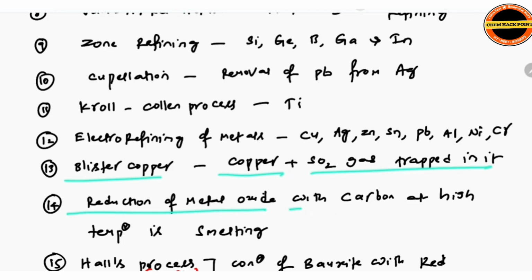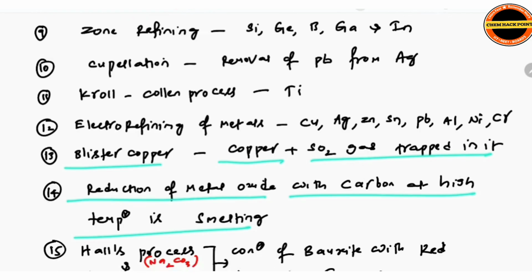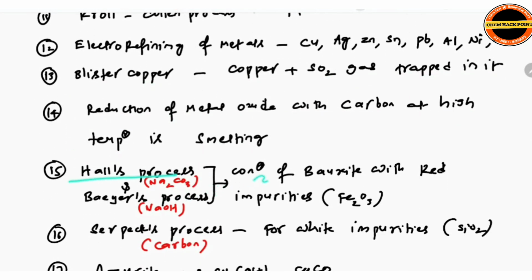Reduction of metal oxide with carbon at high temperature is smelting. Hall's process, concentration of bauxite with red impurities. See, Hall's process we use in extraction of aluminium.